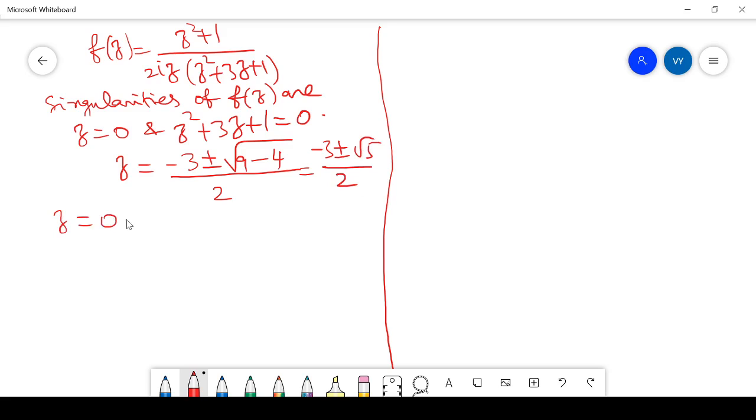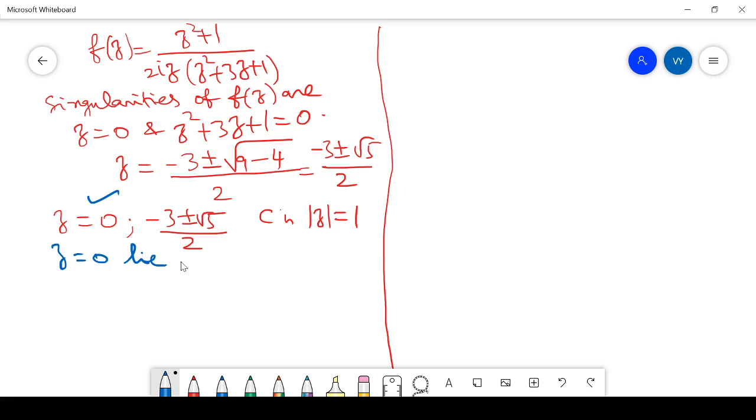So I have three singularities: z equal to 0, z equal to minus 3 minus root 5 by 2, and z equal to minus 3 plus root 5 whole divided by 2. And I have to check out of these three singularities, how many of them lie inside C. And what is C? C is mod z equal to 1. So obviously you can see that z equal to 0 lies inside C.